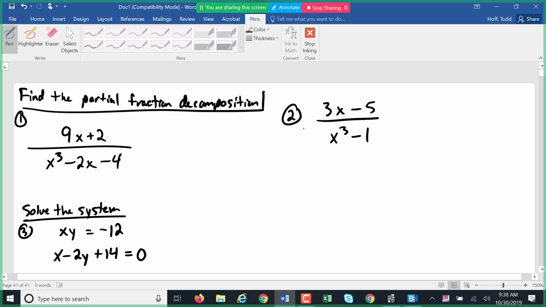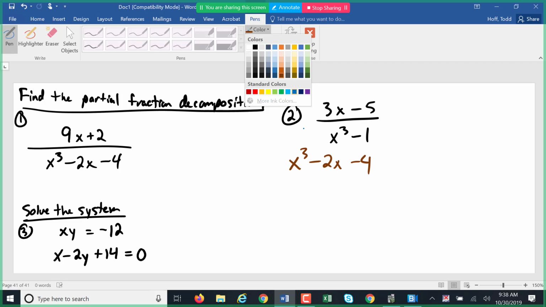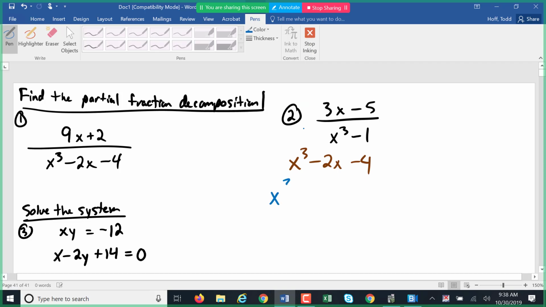So what we need to do is take that x to the third minus 2x minus 4, and find factors for it. Now this doesn't factor out real easily as it's written. There's no common factors, no grouping, so we're going to have to just kind of go brute force. First thing I'm going to do is put in that x squared term, like that.